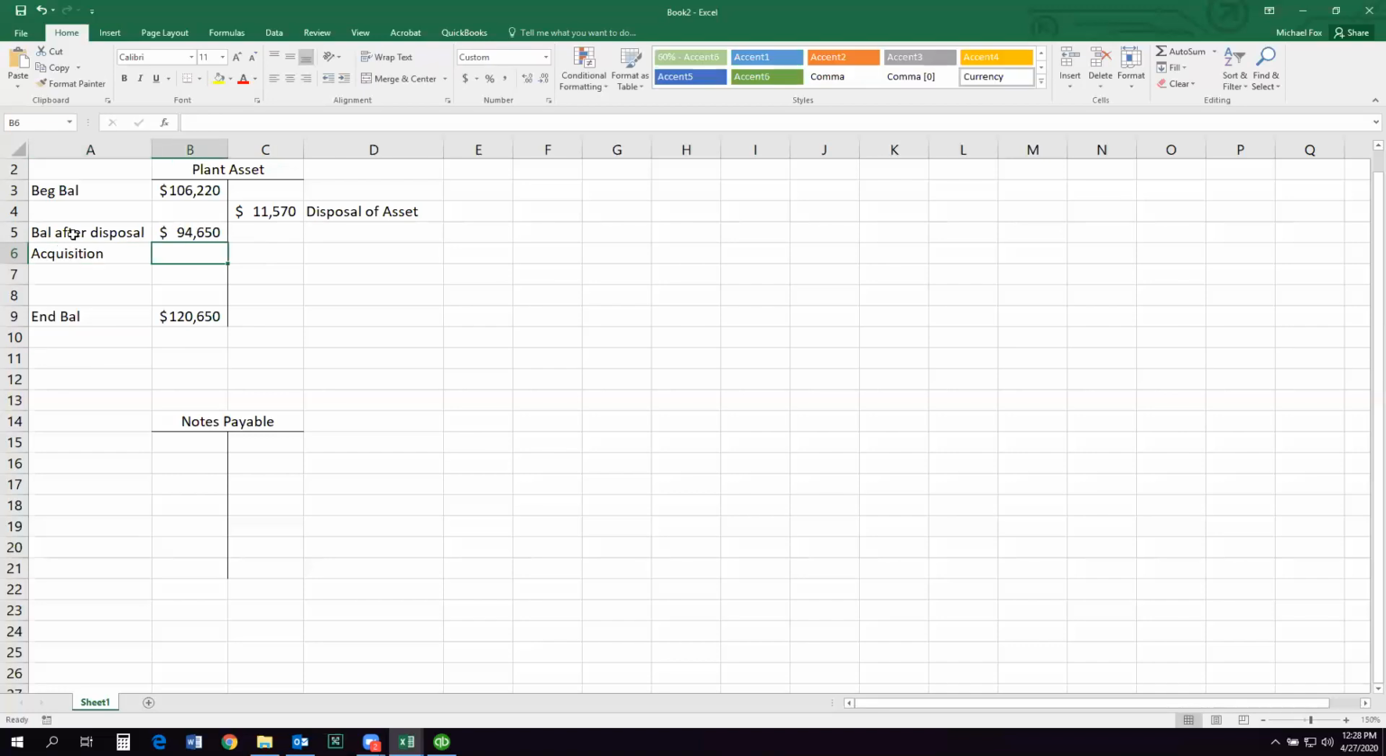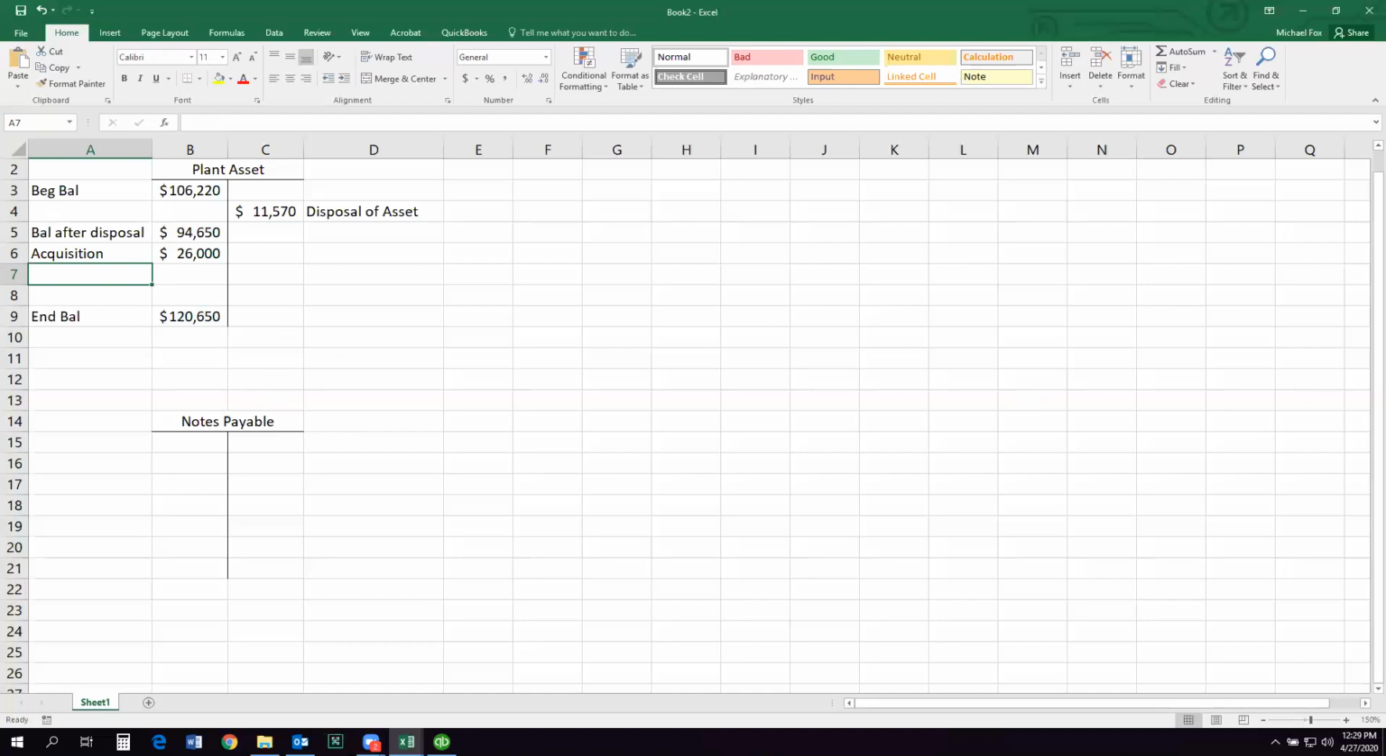And the answer is, it's going to be the amount that it takes to take this balance, 94,650, up to this 120,650. So I'll just do that by subtracting 120,650 minus 94,650, and that's $26,000. And that's going to show on our statement of cash flows as a negative because this is cash paid out to acquire a plant asset. So that's the plant asset portion.